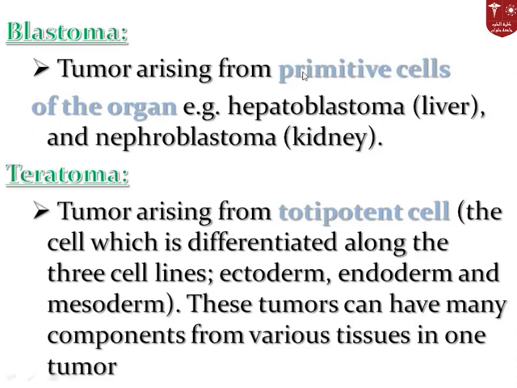So if a tumor arises from primitive cells of the liver, which in Latin is called hepato, we say hepatoblastoma. If a tumor arises from primitive cells of the kidney, which means nephro in Latin, we name it nephroblastoma. Again, blastomas cannot be classified as benign or malignant, although most blastomas are malignant, by the way. Okay? So this is to complete the picture of nomenclature of tumors.